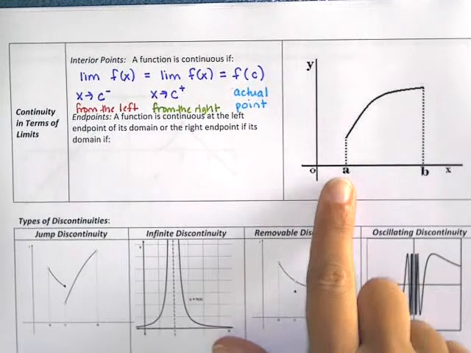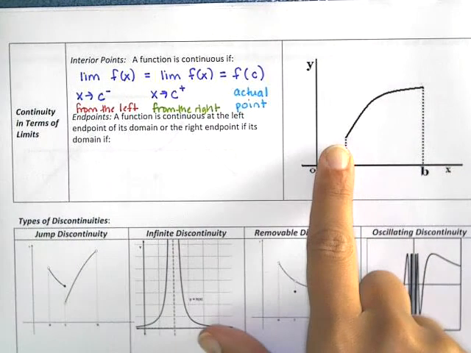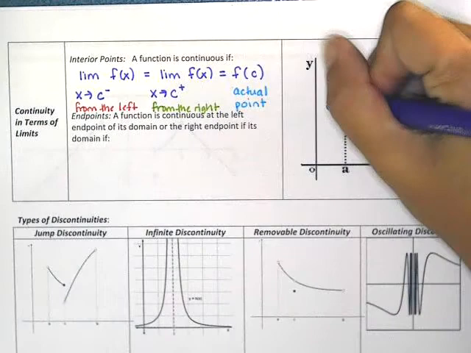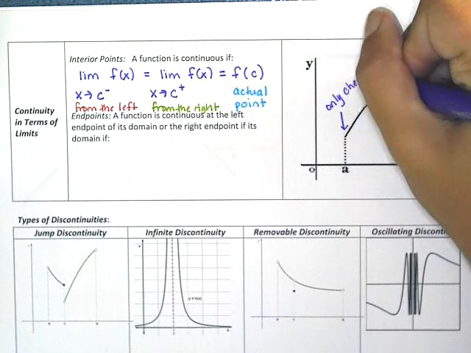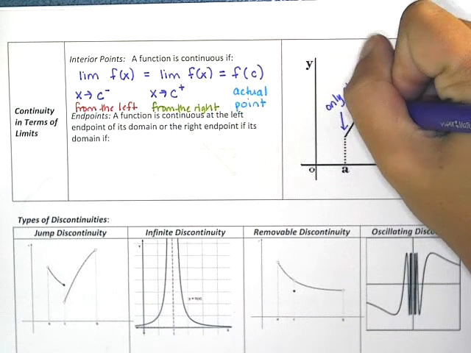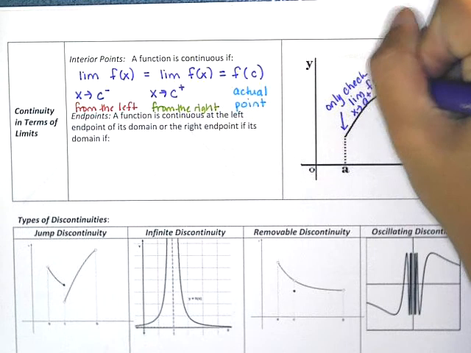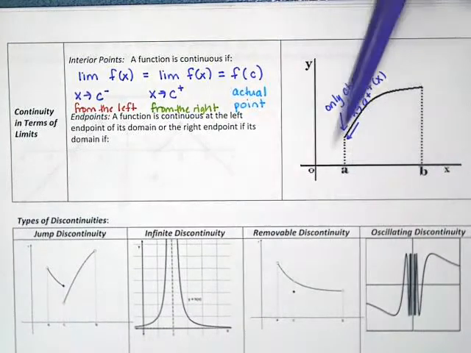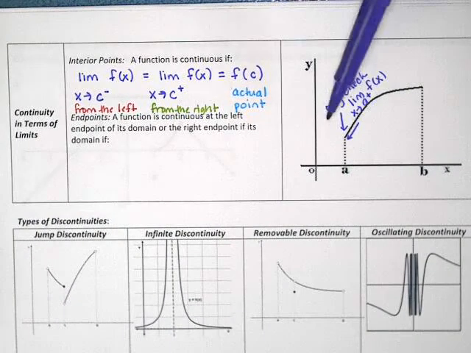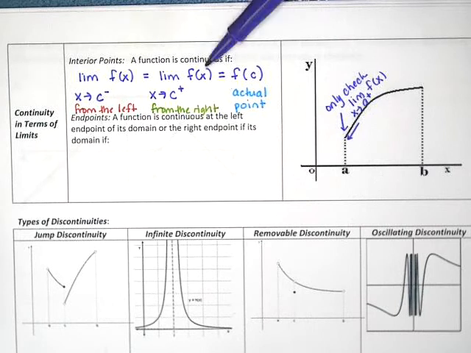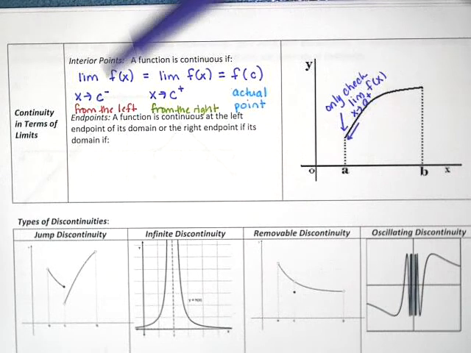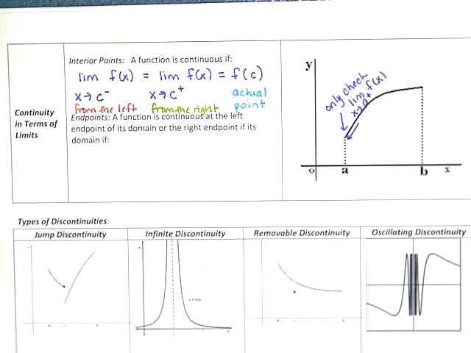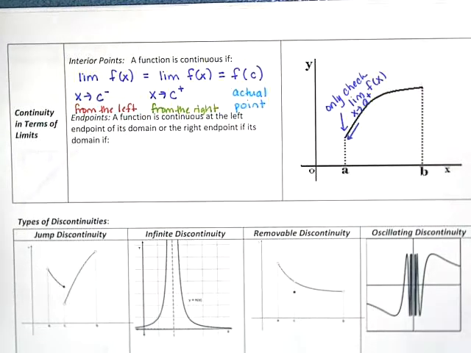So for example, on this end of the function, I would only check the limit as x approaches a from the right, because that's the only side that actually has a graph connected to it. I can't check the limit from the left because there's no graph over there. So we need 3 things to be true. The limit from the left, the limit from the right, and the actual point need to all have the same answer in order to be considered continuous.